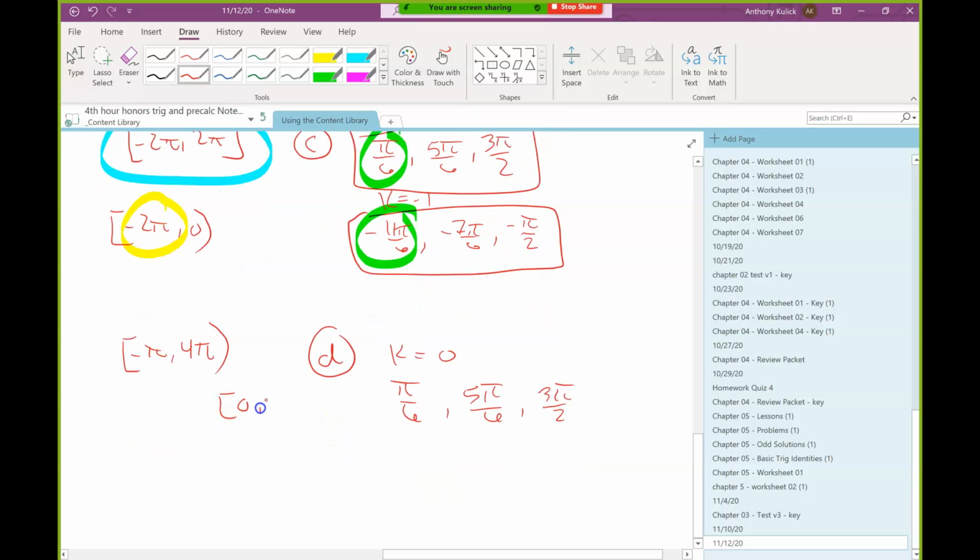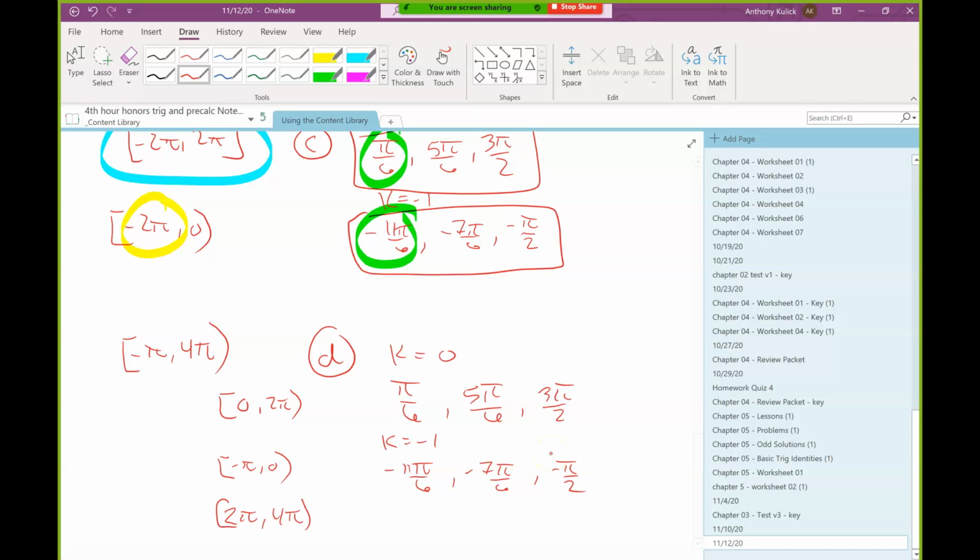So this is my stuff from 0 to 2 pi, right? I also could have answers, though, from negative pi to 0. Everybody agree with that? So to find the intervals here, I need to get something smaller. So we'll do k equals negative 1. So these are going to be the same values from part C. But I need to check to make sure that those are actually inside the interval from negative pi to 0. Negative 11 pi over 6 is too small, right? Negative 11 over 6 is less than negative 1. So that one shouldn't be there.